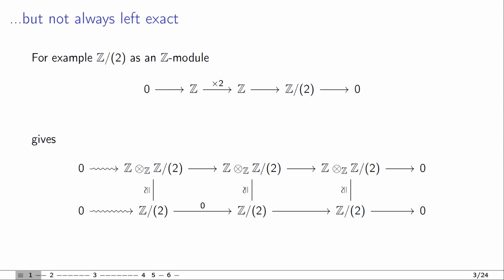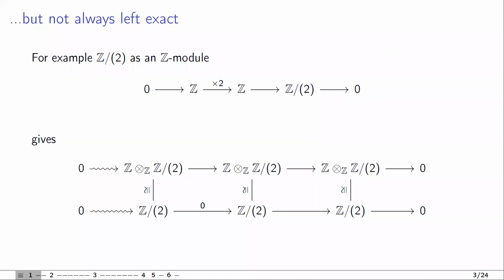But here is an example of a Z-module that fails to be left exact. For example, we consider Z mod 2, then 0 to Z to Z to Z mod 2, where the first map is defined by m sending to 2 times m, is exact. However, if we tensor this short exact sequence with Z mod 2 again, the resulting sequence will be Z mod 2 to Z mod 2 to Z mod 2, where the first map is actually 0, because in Z mod 2, if you multiply by 2, it is the zero map. So it is definitely not injective. This is an example of why it is not left exact.